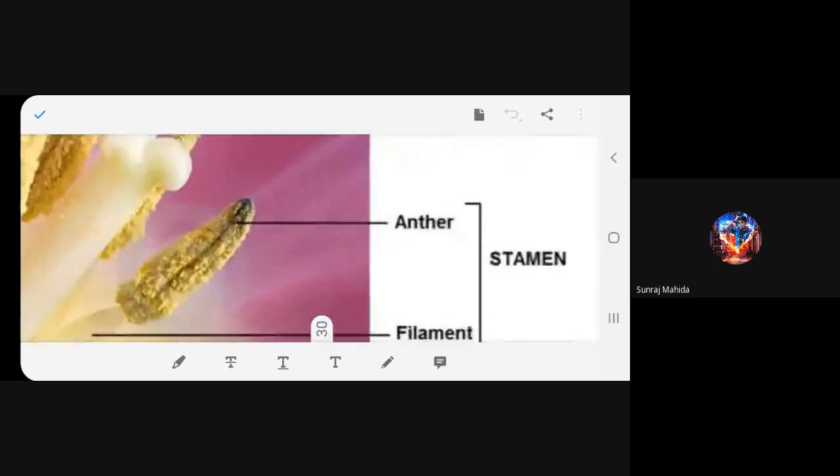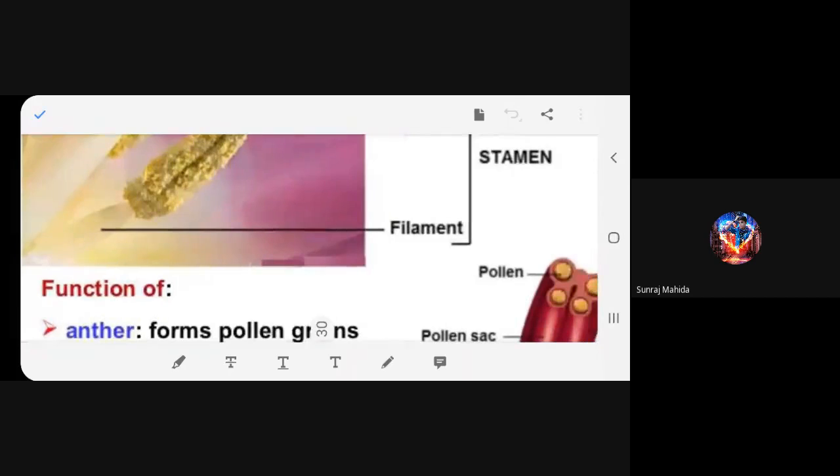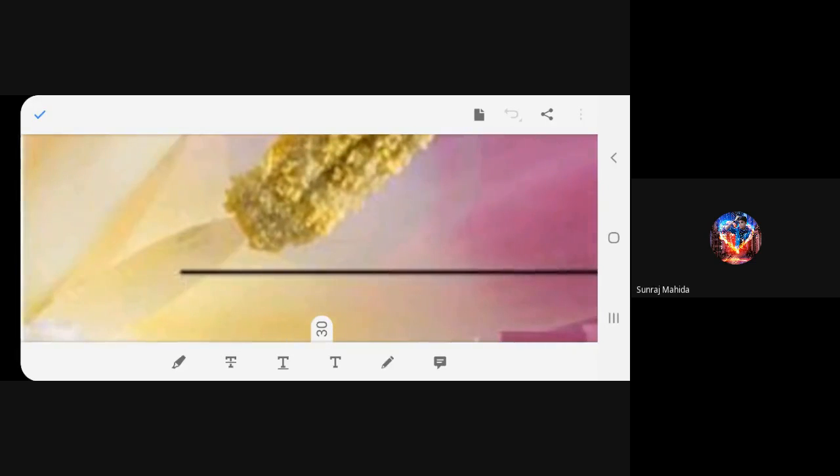Over here you can see this anther lobes. This is anther, and this has got dot structures of yellow color. These are called pollen. What is it called, beta? Pollen grains. Okay, fine. So this is anther, and you can see this portion. It is filament. What is it, beta? Filament. Okay, understood?